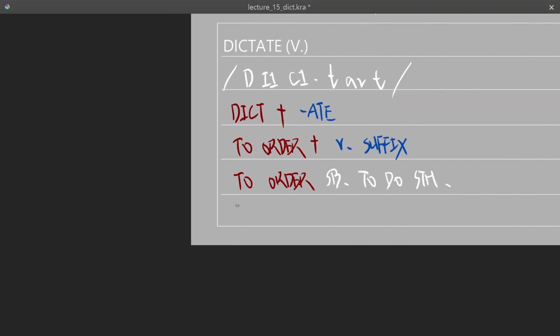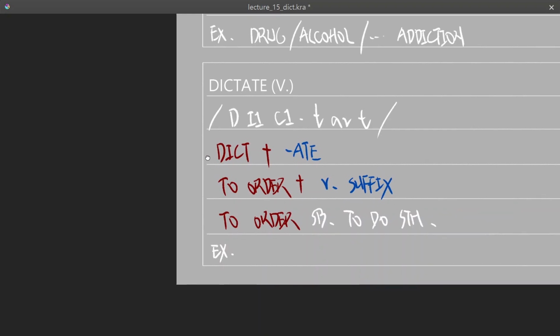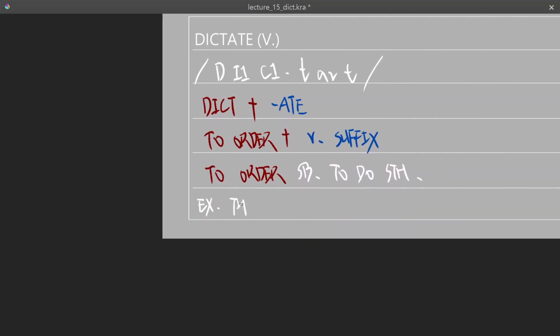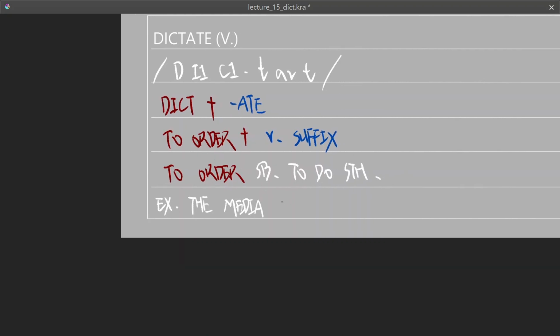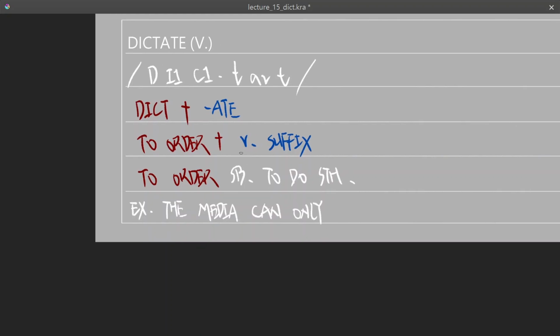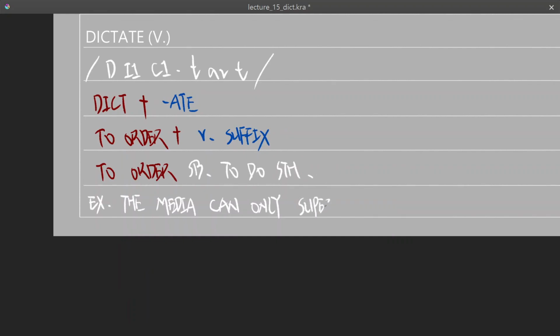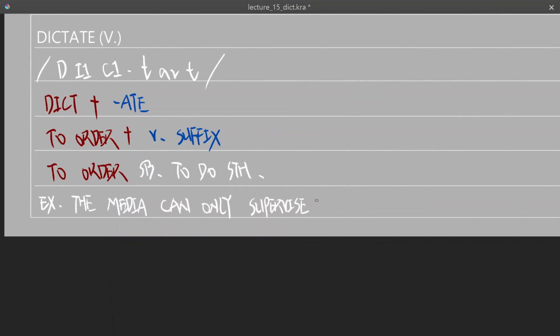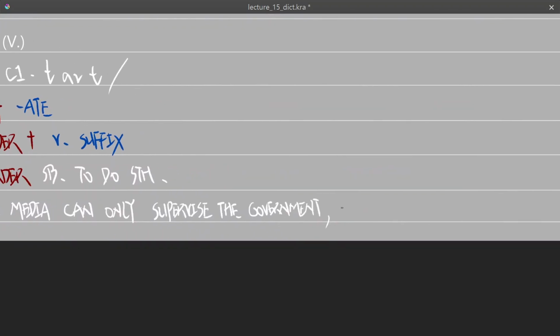So dictate. For example, let's say the media can only supervise the government, not dictated.